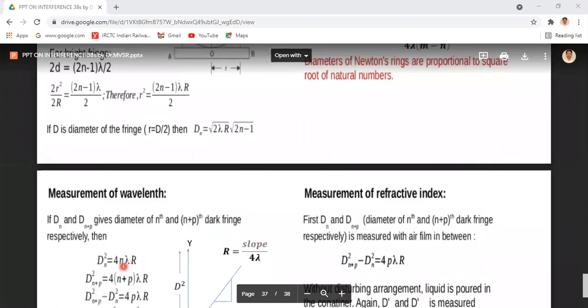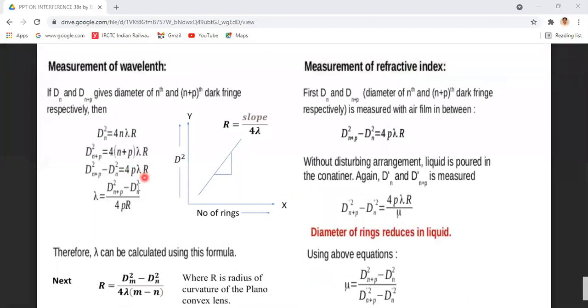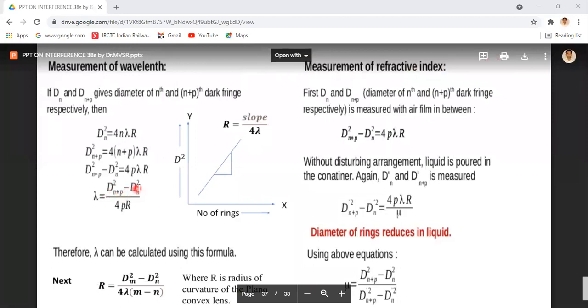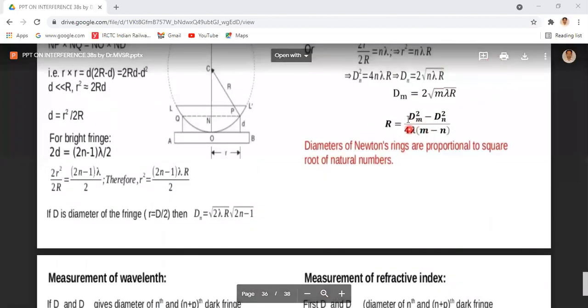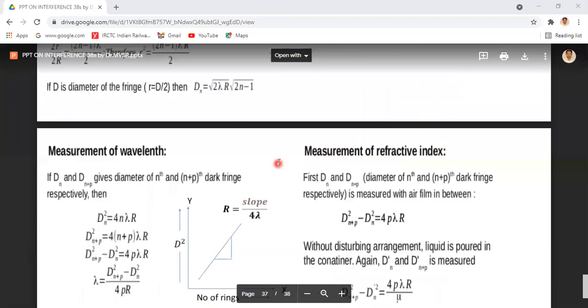So for d square n plus p, in place of n we put n plus p; in the earlier case we put m in place of n, and here we put n plus p in place of n. So subtract the two: d square n plus p minus d square n is equal to 4 p lambda R. So lambda is equal to d square n plus p minus d square n divided by 4 p R. So this is lambda. Earlier, in the radius case, we had m minus n; here n plus p minus n gives p when you subtract the two.